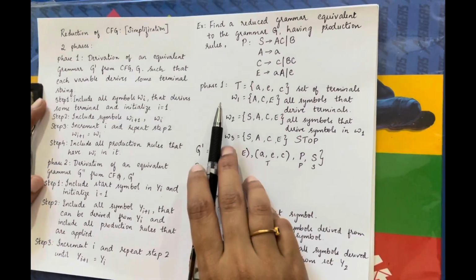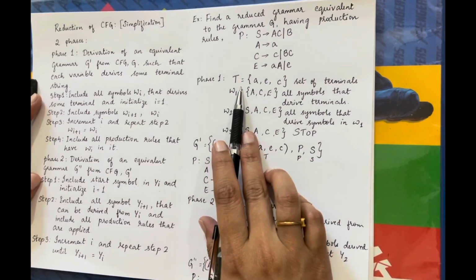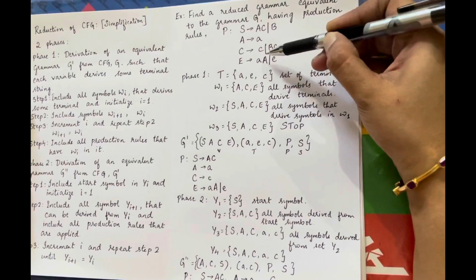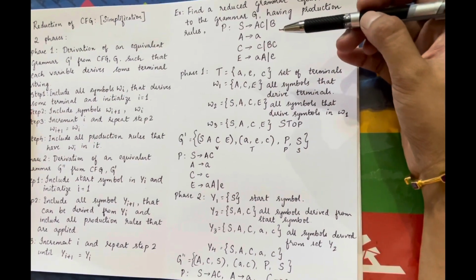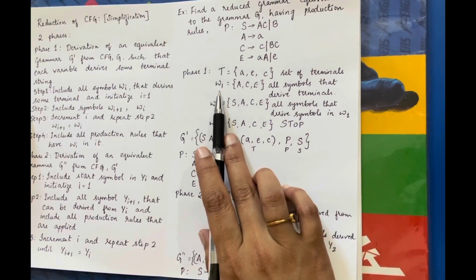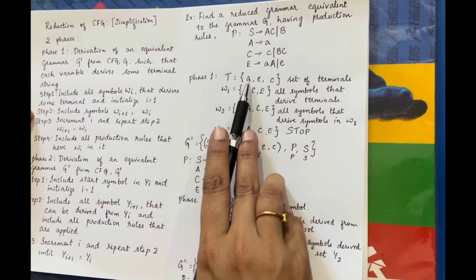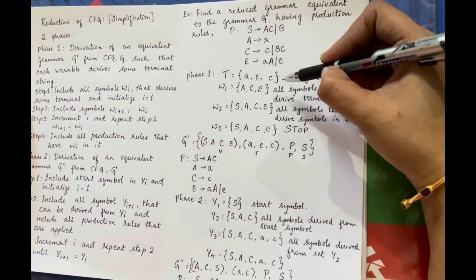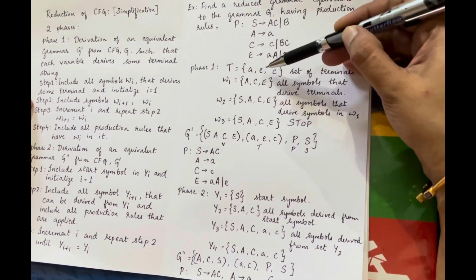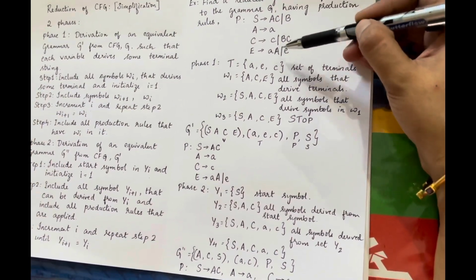You can just see at phase 1, you will first start with the set of terminals. Capital T is equal to, as you already know from the grammar, the terminals are a, e and small c. Then your next step is to find W1 initially, so all symbols that are derived from these terminals a, e and c. So all those symbols are included in W1. So small a, e and c derive A, C and E.